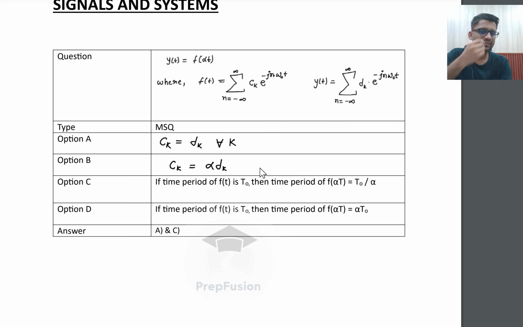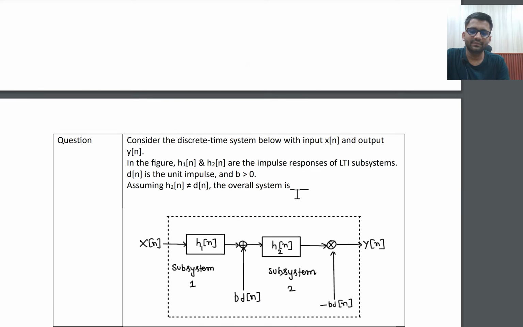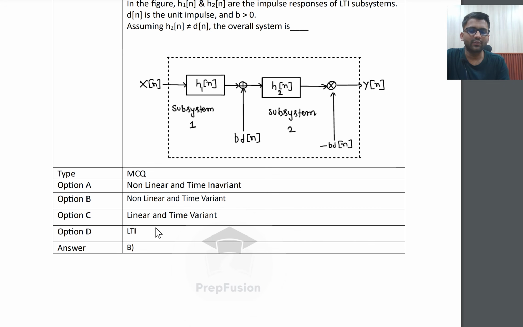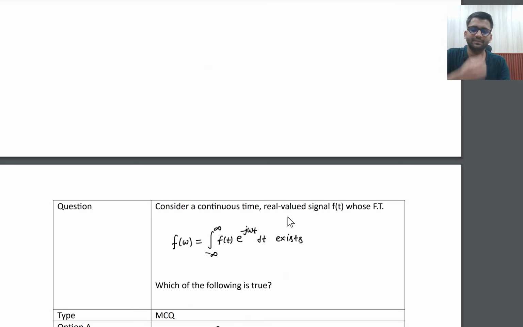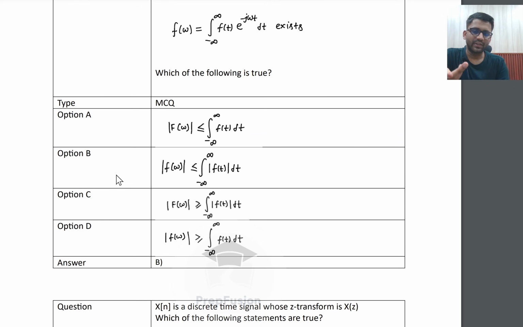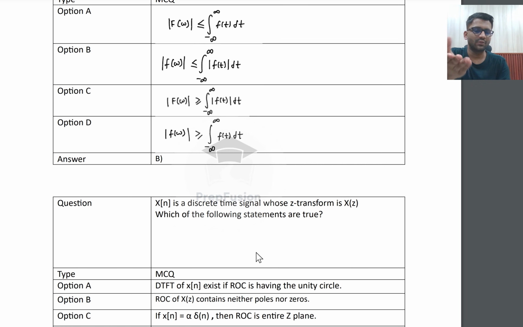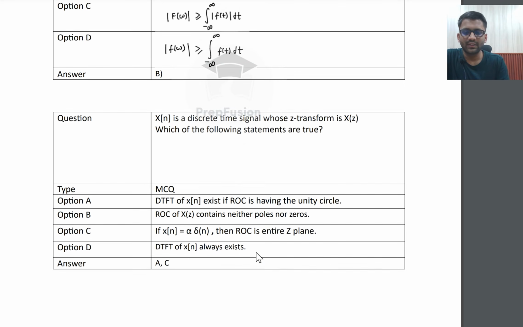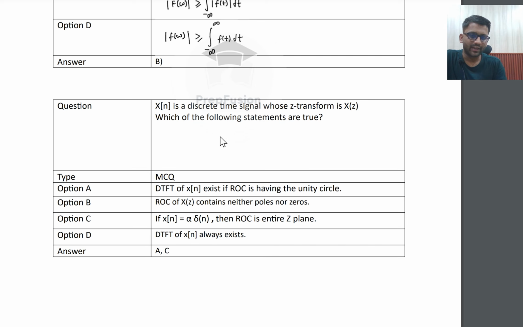For this question, this was a signal system basic question. Answer A and C would be correct. For this one, the answer would be non-linear and time variant. Non-linear and time variant. Okay. For this one, option B would be there. This is straight from the class note itself. Like these kind of concepts are there in the class note itself. Okay. Option A and C would be correct for this one.